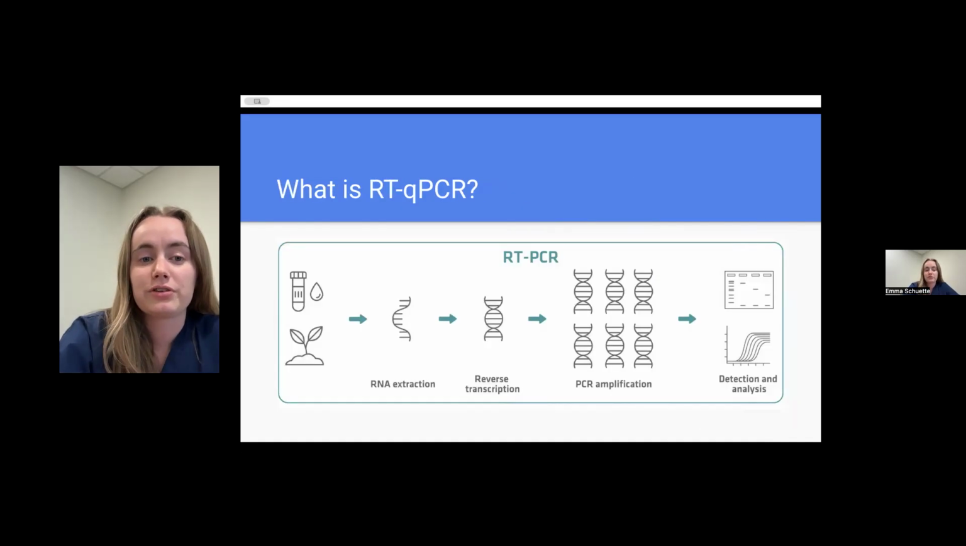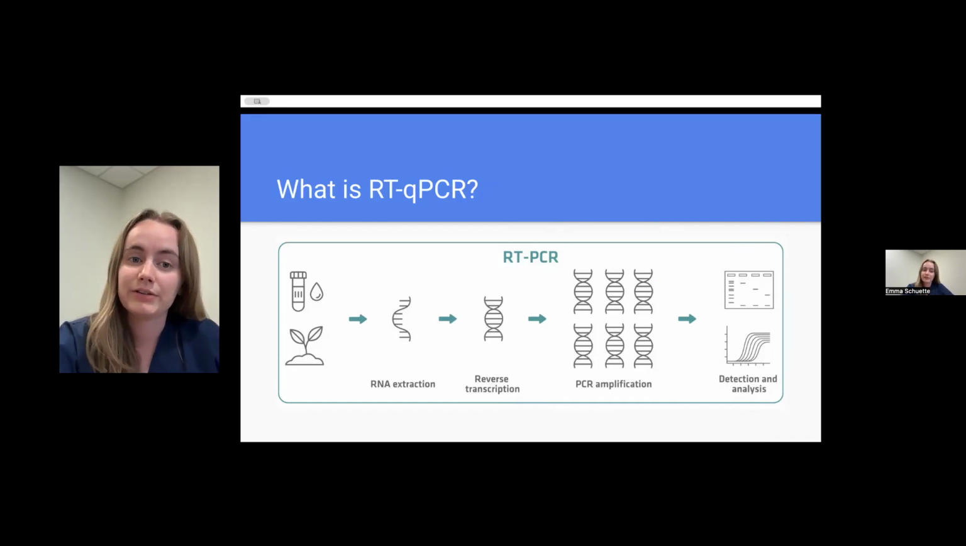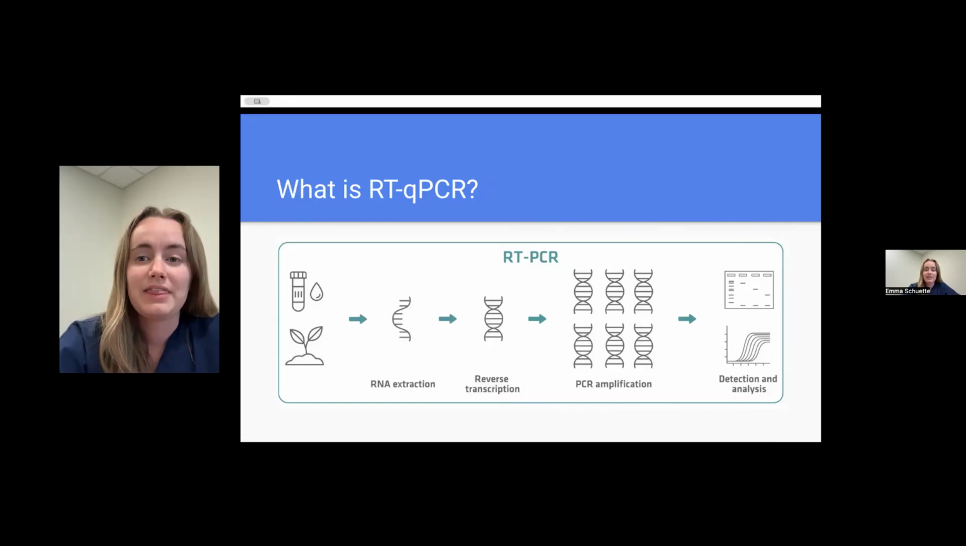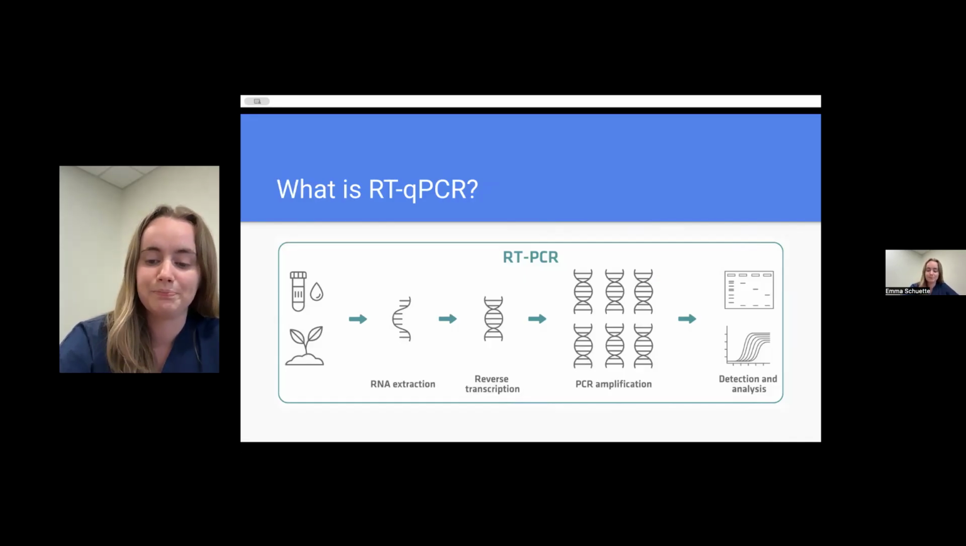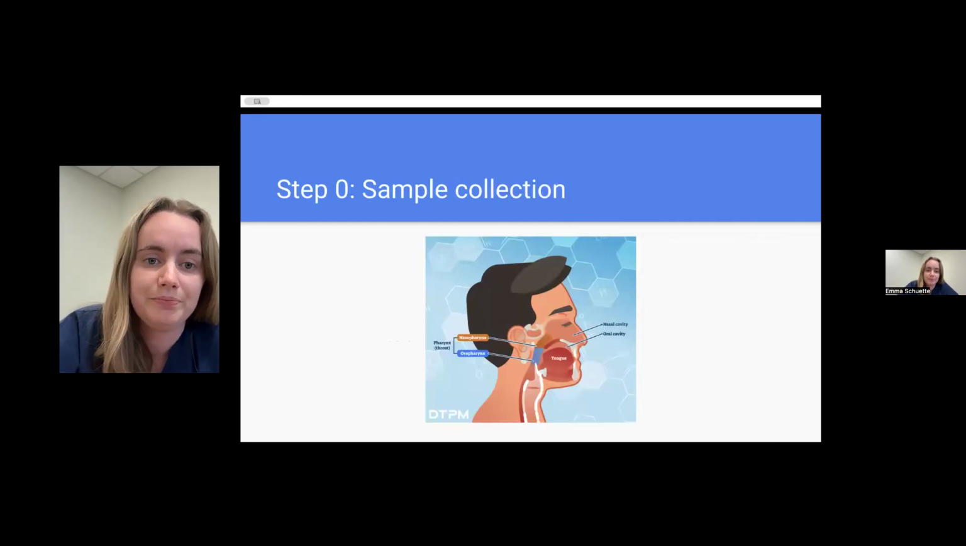Reverse transcriptase quantitative PCR is a method that is used to diagnose COVID-19. It is done by taking a sample, extracting the RNA or genetic material from the sample, reverse transcribing it into DNA, and then that DNA is amplified, so it's multiplied and multiplied and multiplied, and that gives a positive result because it shows that there is RNA there, which means that there is COVID-19 present in the sample.